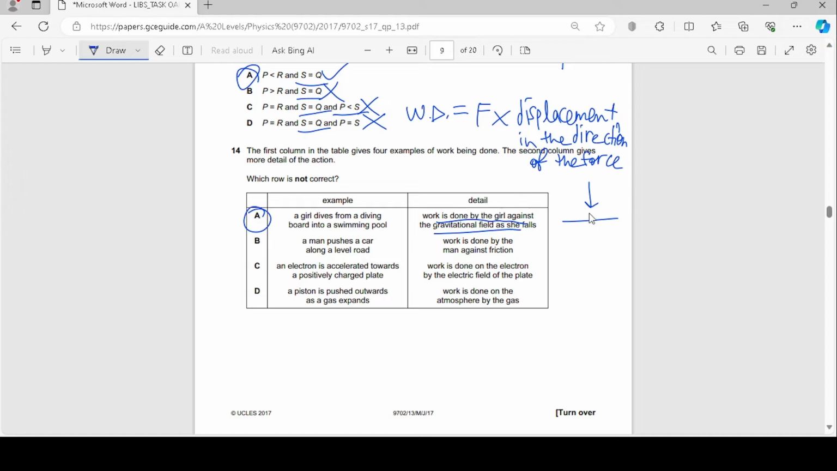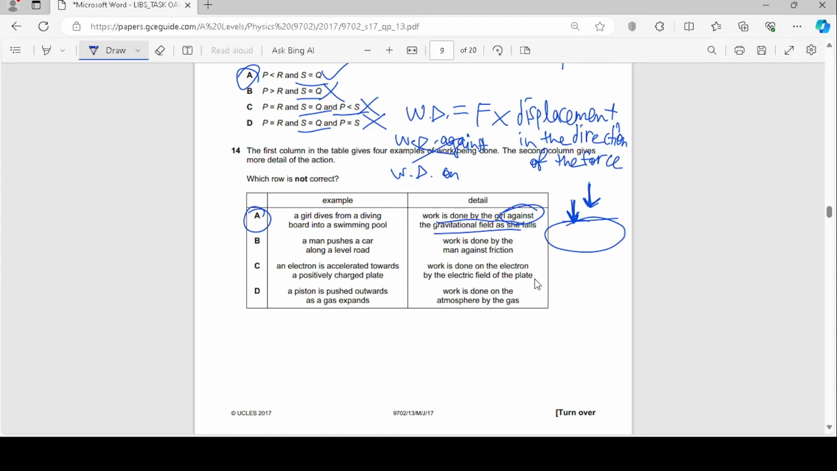So, work done. But the gravitational field is defined as downwards, and the girl is also falling downwards, right? We're on Earth. So the gravitational field is downwards, and the girl is also falling downwards. The thing is that she is not going against the gravitational field. The work done is not work done against. It's actually work done on, or work done in the direction of the gravitational field, basically.